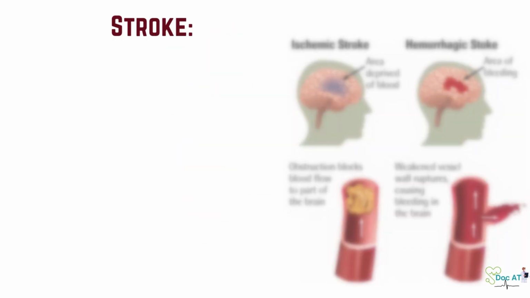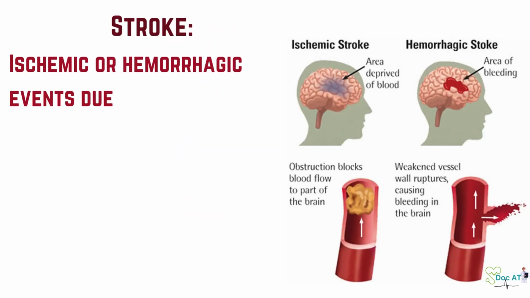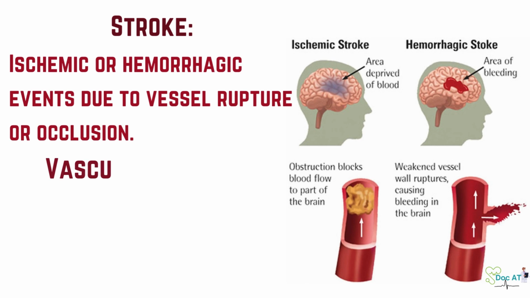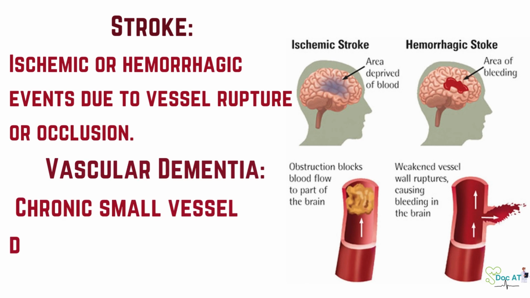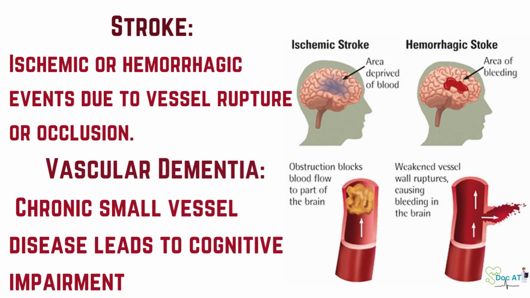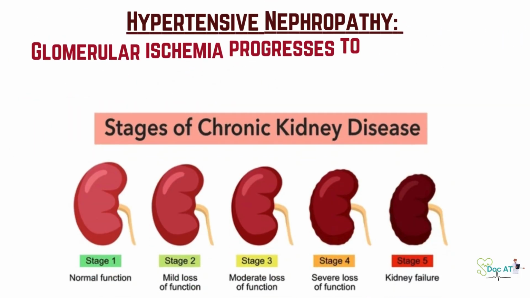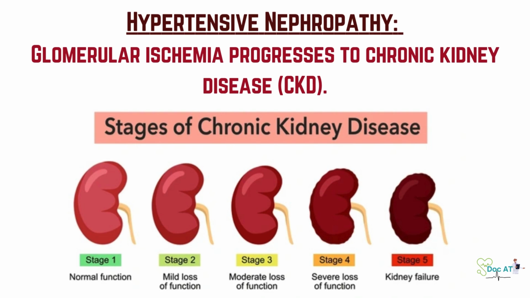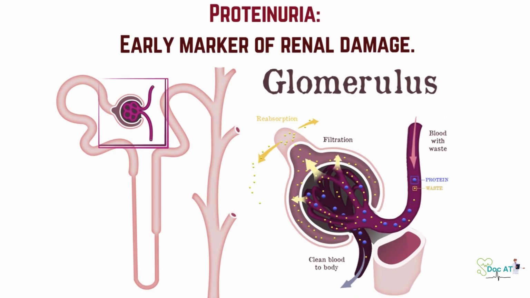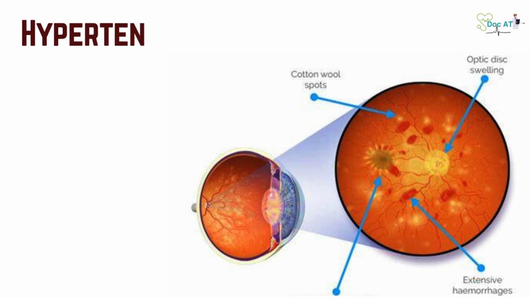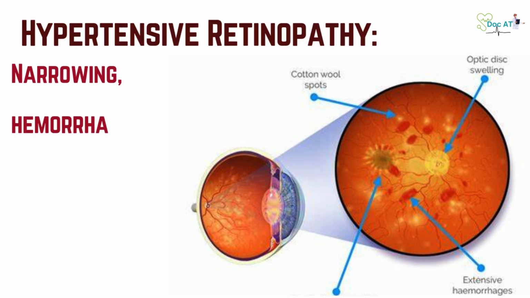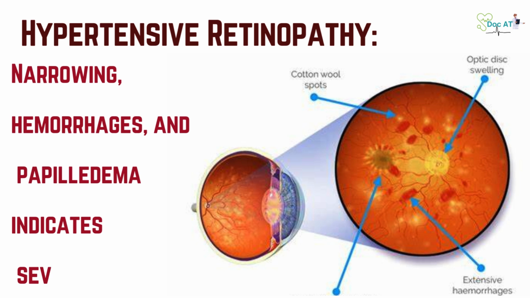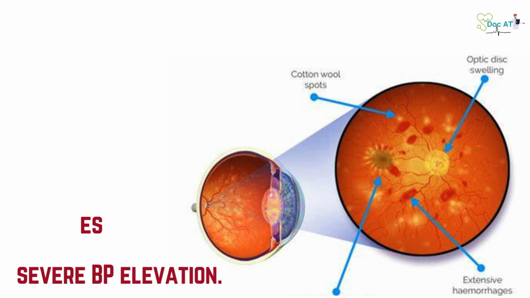B. Brain. Stroke. Ischemic or hemorrhagic events due to vessel rupture or occlusion. Vascular dementia. Chronic small vessel disease leads to cognitive impairment. C. Kidneys. Hypertensive nephropathy. Glomerular ischemia progresses to chronic kidney disease, CKD. Proteinuria. Early marker of renal damage. D. Retina. Hypertensive retinopathy. Arterial narrowing, hemorrhages, and papilledema indicate severe BP elevation.